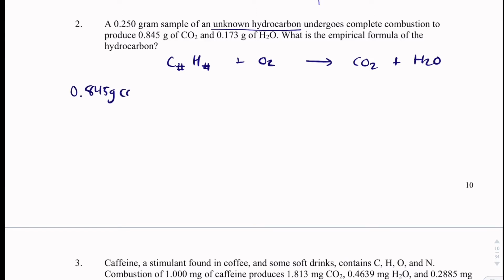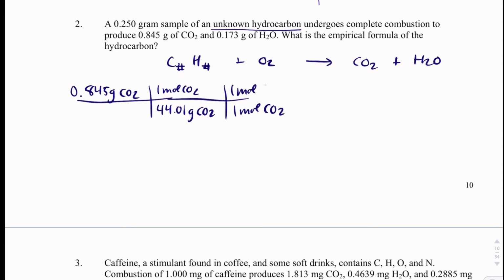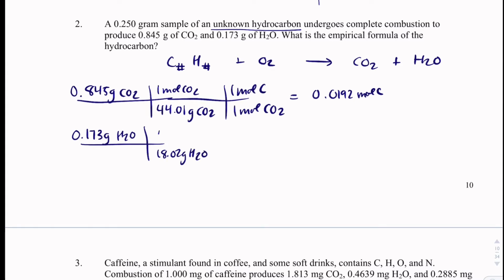So we have 0.845 grams of CO2. There's 44.01 grams of CO2 for every 1 mole of CO2. And then in 1 mole of CO2, there's 1 mole of C. When I do that, I get 0.0192 moles of C. Then I have 0.173 grams of H2O. There's 18.02 grams of H2O for every 1 mole of H2O. And then in 1 mole of H2O, there's 2 moles of H.